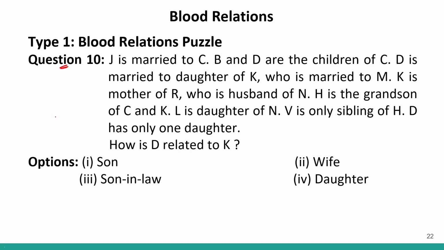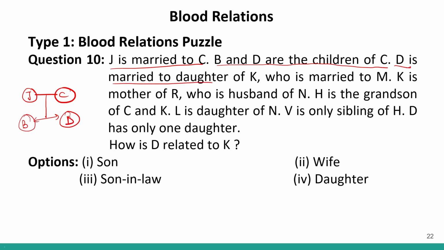Now, question number 10. J is married to C. So, J and C. Okay? Gender is unknown. B and D are the children of C. So, they have 2 children. Okay? B and D. Gender unknown. D is married to the daughter of K. So, D is married to a person who is the daughter of K. K is the parent, so D would be male. And K's gender is unknown. And K is married to M. This is given to us. And K and M's gender is unknown.